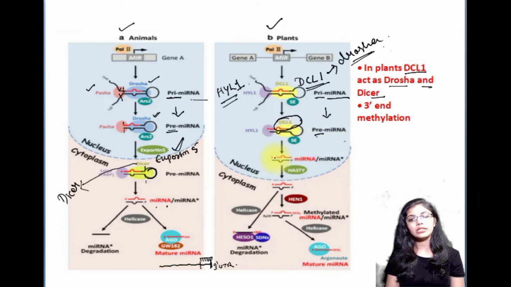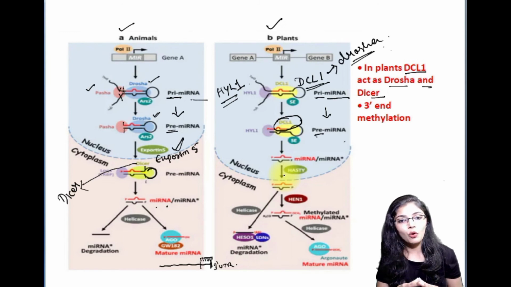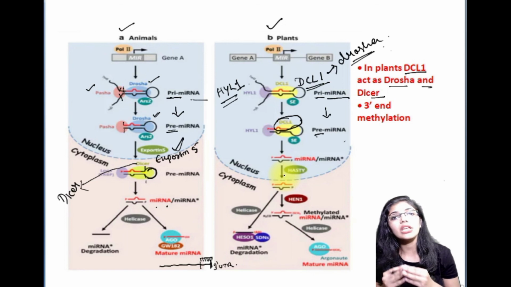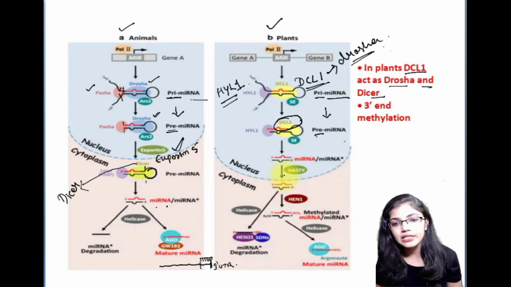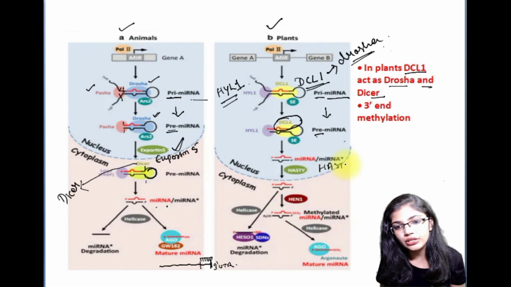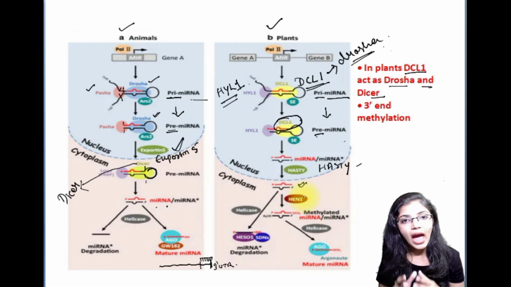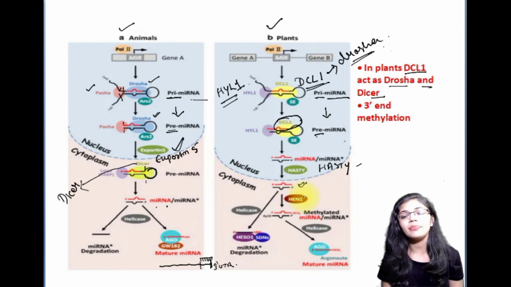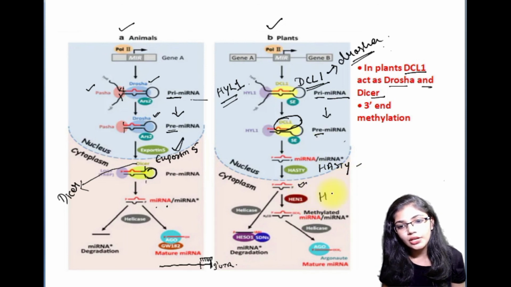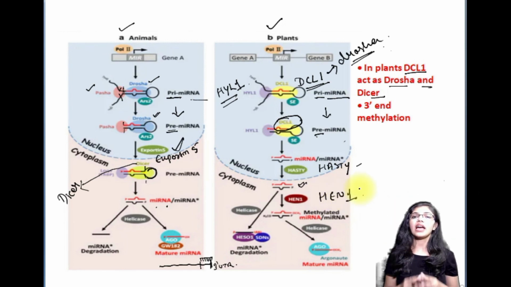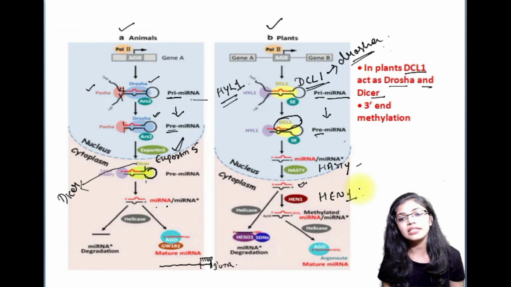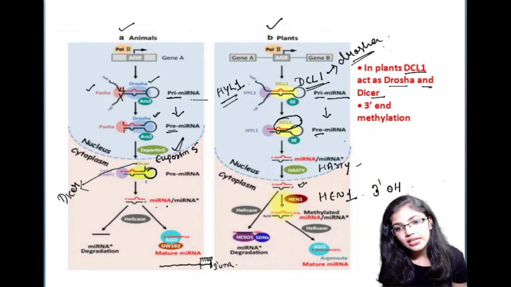Now after the formation of this duplex, it is exported into the cytoplasm from the nucleus. For the export process in case of animals, exportin 5 was responsible, but in case of plants, it is HASTY which is responsible for the export process. See here, after the export, methylation is done in case of plants, but in case of animals there was no methylation done. Okay, and the process of methylation is done by HEN1. And where is this methylation taking place? The methylation is taking place in the 3' OH region. See here, the methylation is taking place, and here the methylation is taking place.